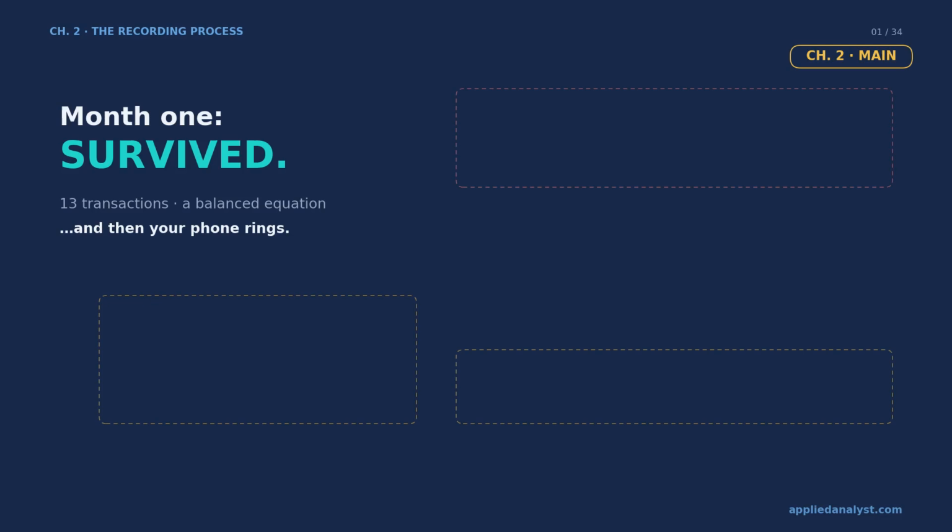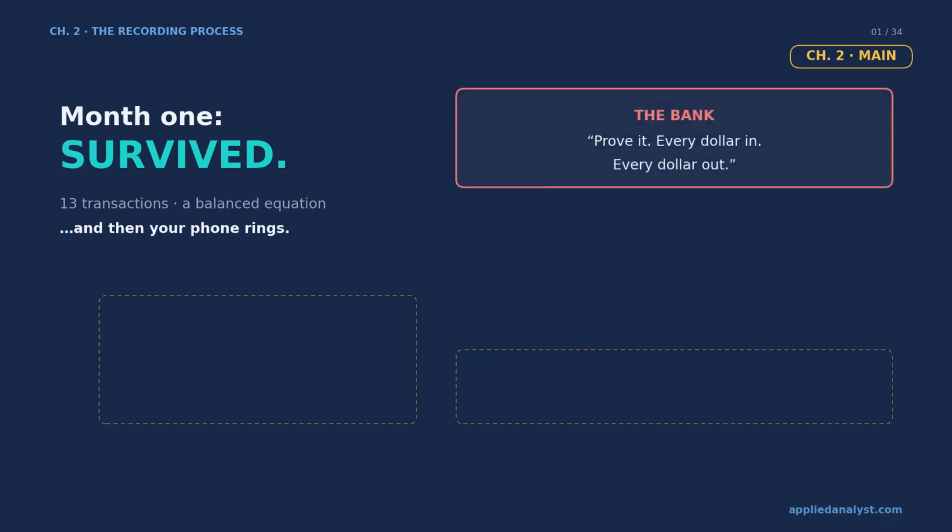Your coffee shop survived its first month. 13 transactions, a balanced equation, and then your phone rings. It's the bank, the one that lent you $1,000, and they want one thing. Prove it. Show exactly where every dollar came from and exactly where every dollar went.